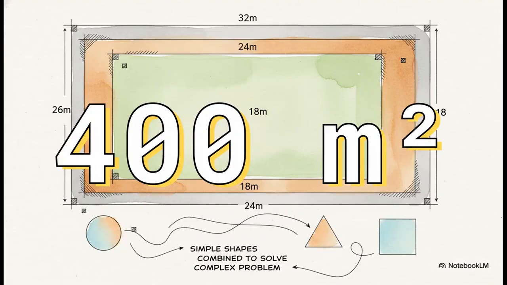So we just follow our game plan. We calculate the area of the big outer rectangle. Then we get the area of the inner one, the field itself. We subtract the smaller number from the bigger one, and there's our answer. The area of the path is 400 square meters. It's a perfect example of how you can solve a more complicated problem just by combining simple shapes.